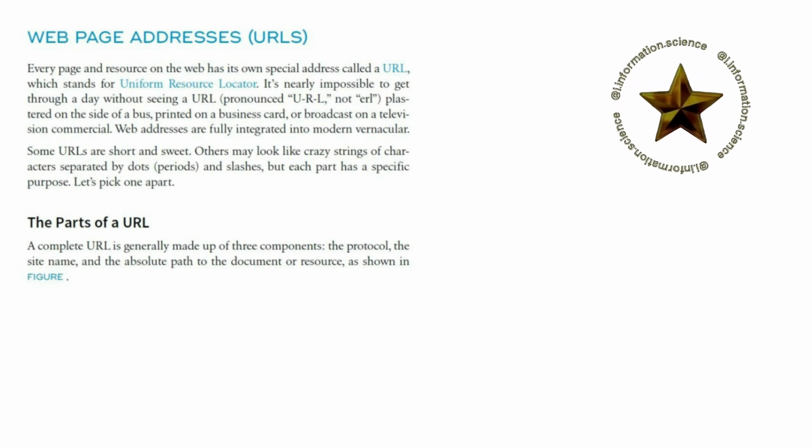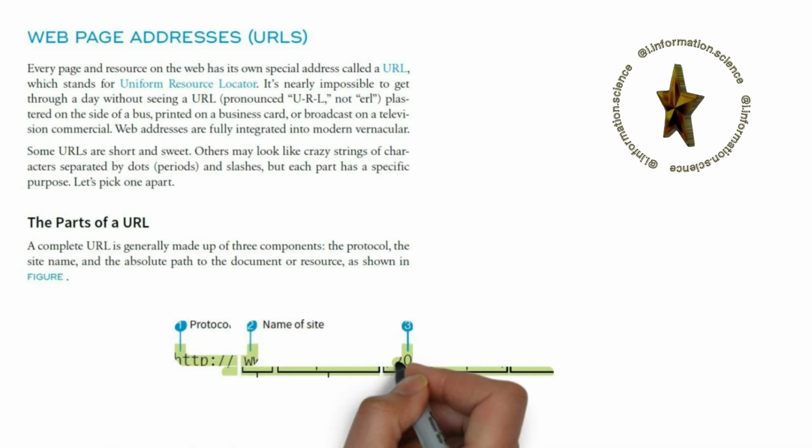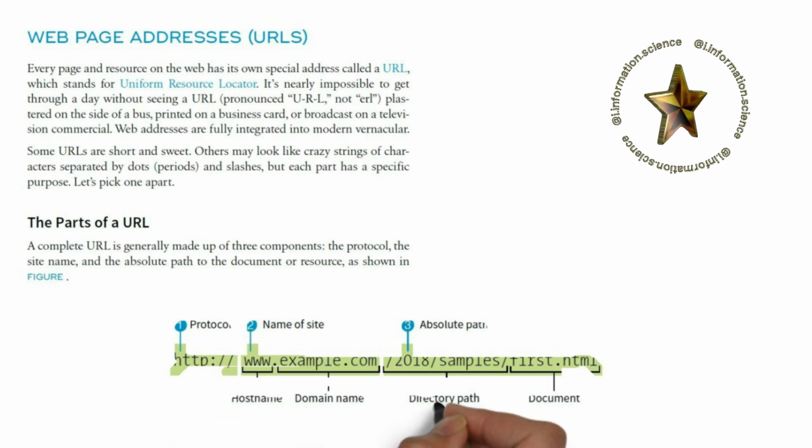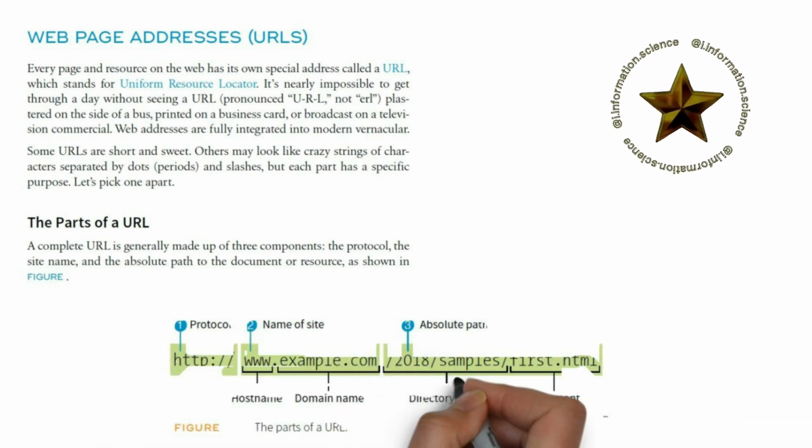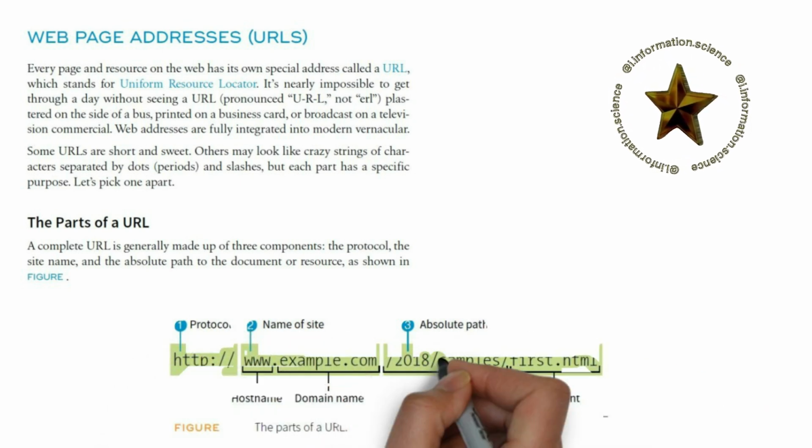Some URLs are short and sweet. Others may look like crazy strings of characters separated by dots, periods, and slashes, but each part has a specific purpose. Let's pick one apart. The parts of a URL. A complete URL is generally made up of three components: the protocol, the site name, and the absolute path to the document or resource, as shown in the figure.